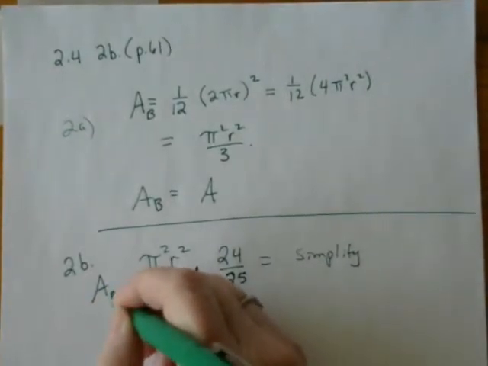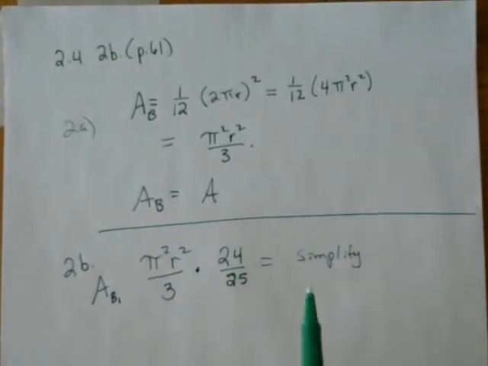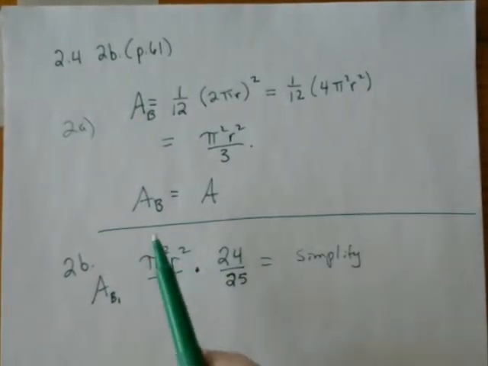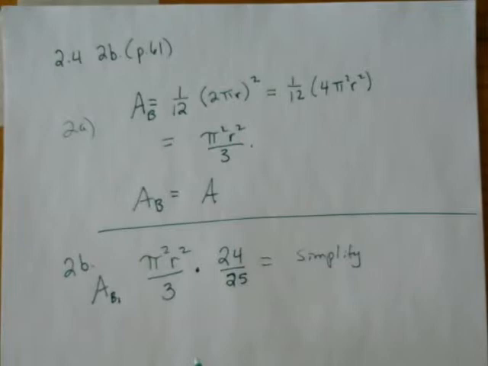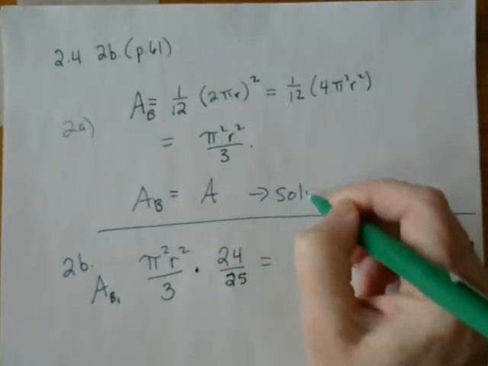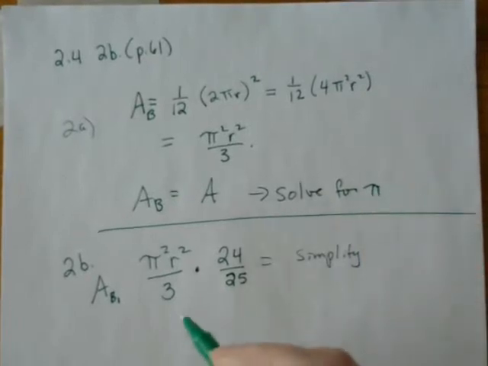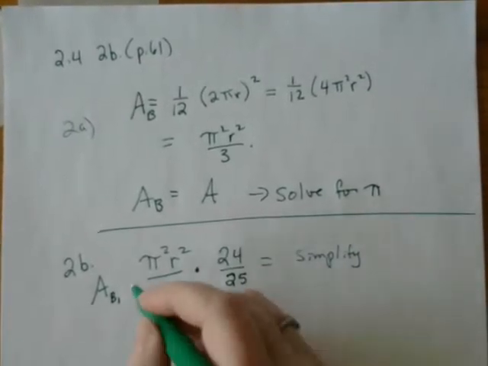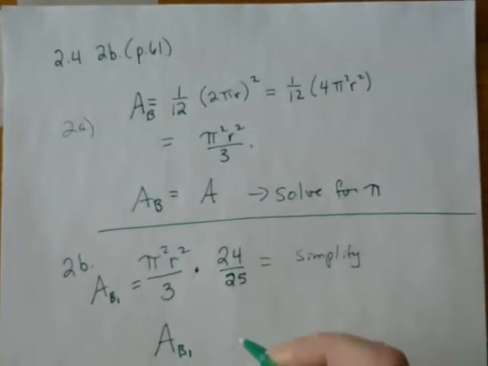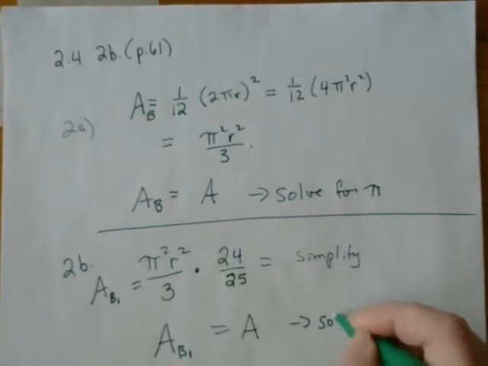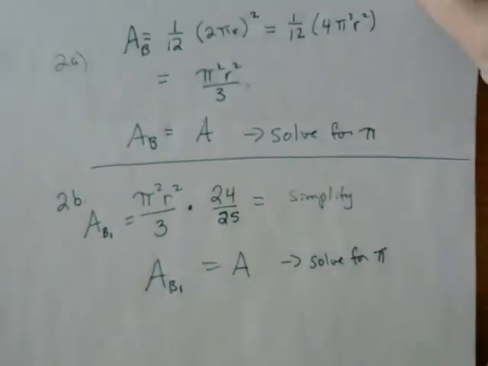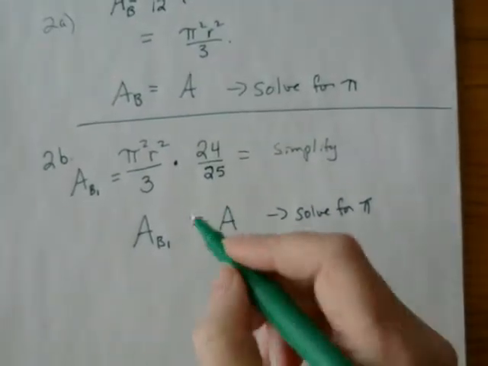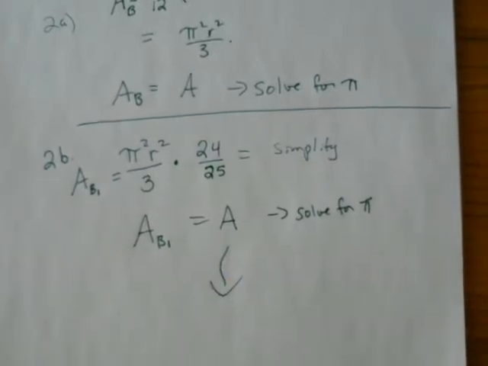And then when you get that simplified, we'll call this a sub b1. This is a little better approximation. And again, set that equal to the area of a circle as we know it, and solve for pi. So what you're going to do is take this, a sub b1, set that equal to the area of a circle that we use. Again, solve for pi. And that should then give you the approximation that the Babylonians would have used for pi, this little better approximation.